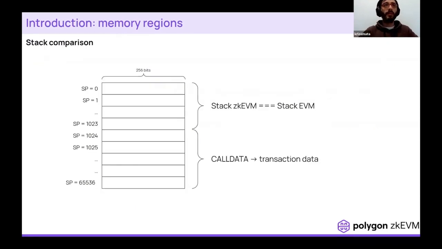And regarding the stack in the EVM, it will be exactly the same as what we have in the zkEVM. Since the stack in the EVM occupies 256 bits, we mimic this kind of stack in the zkEVM because we also have 256 bits. Also, since we have a lot of space in the stack, the first 1022 slots of the stack will be used in order to mimic the stack of the EVM.